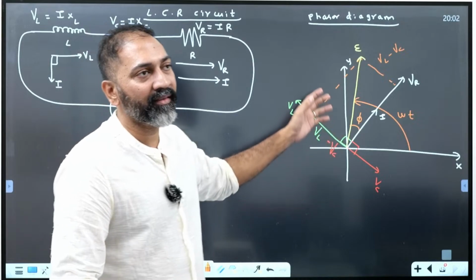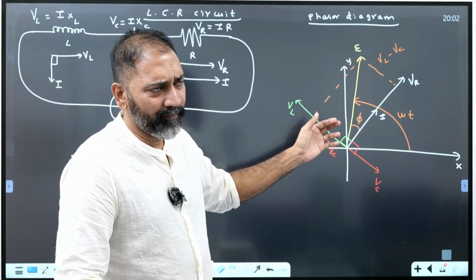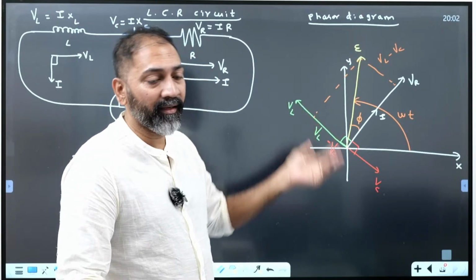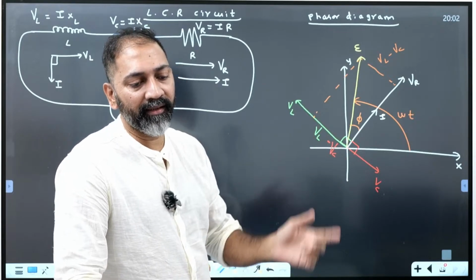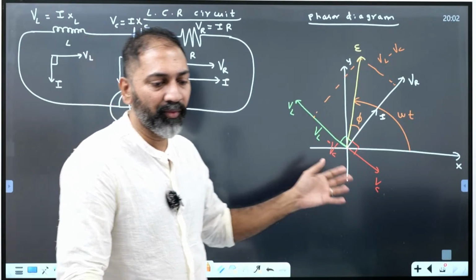Suppose the capacitor voltage is 100 and the inductor voltage is 300. So what will be the in-effect voltage? 300 minus 100. It will be 200.